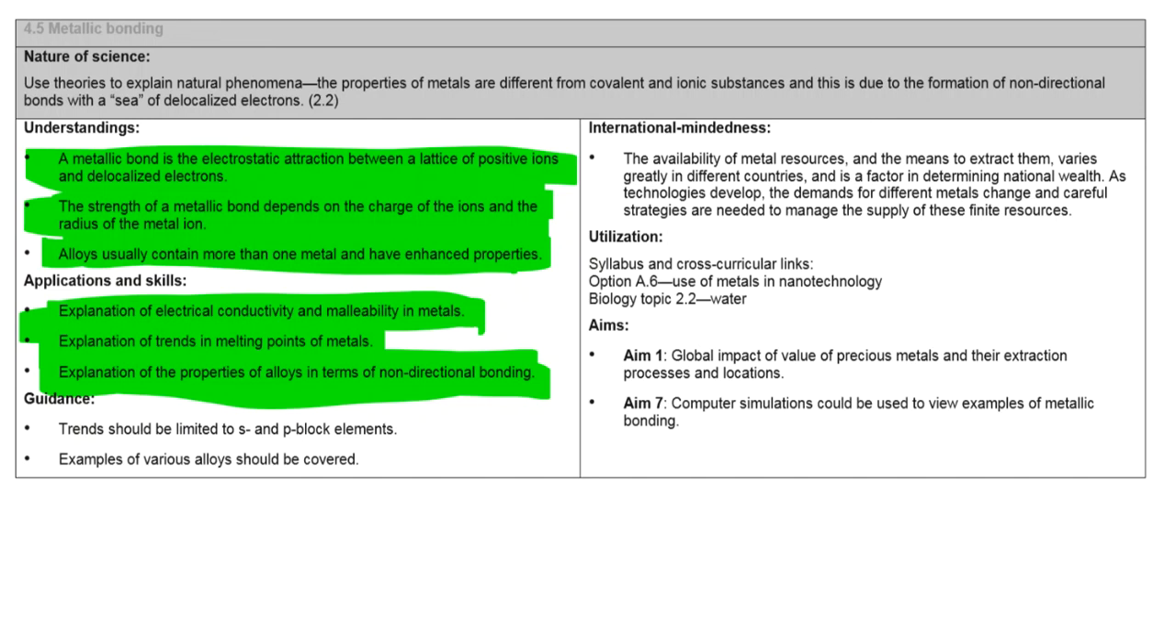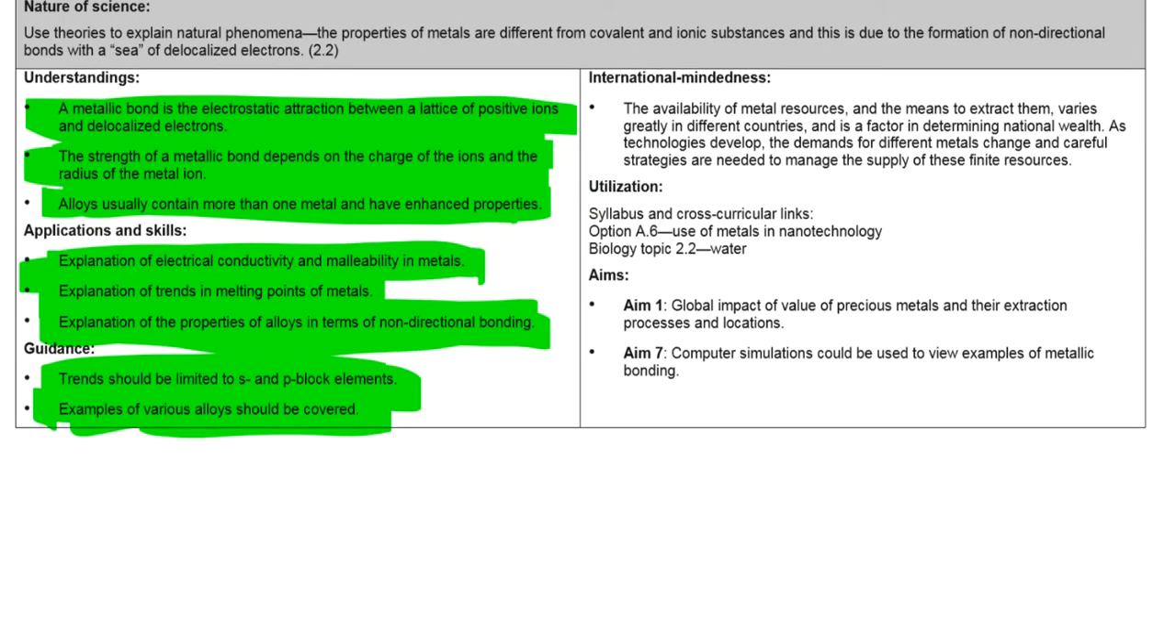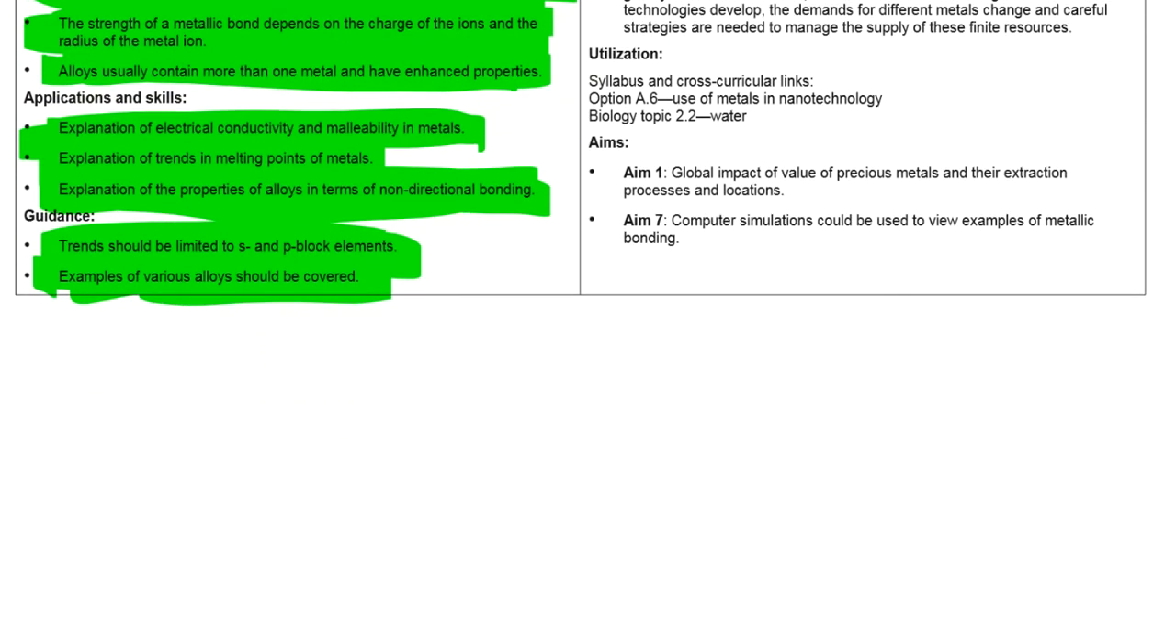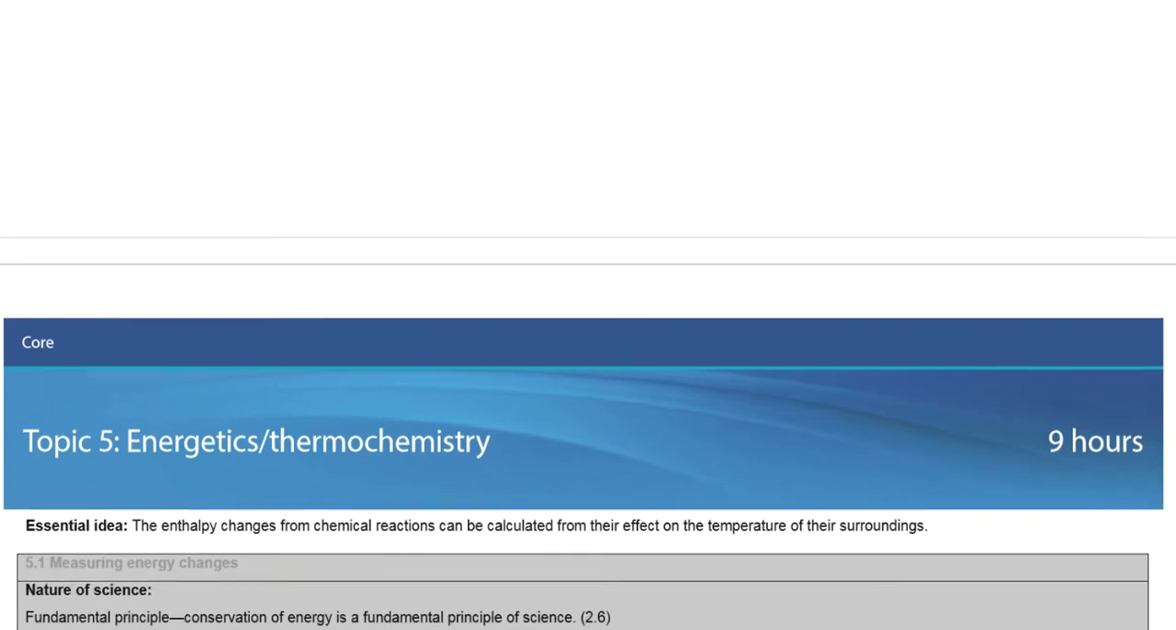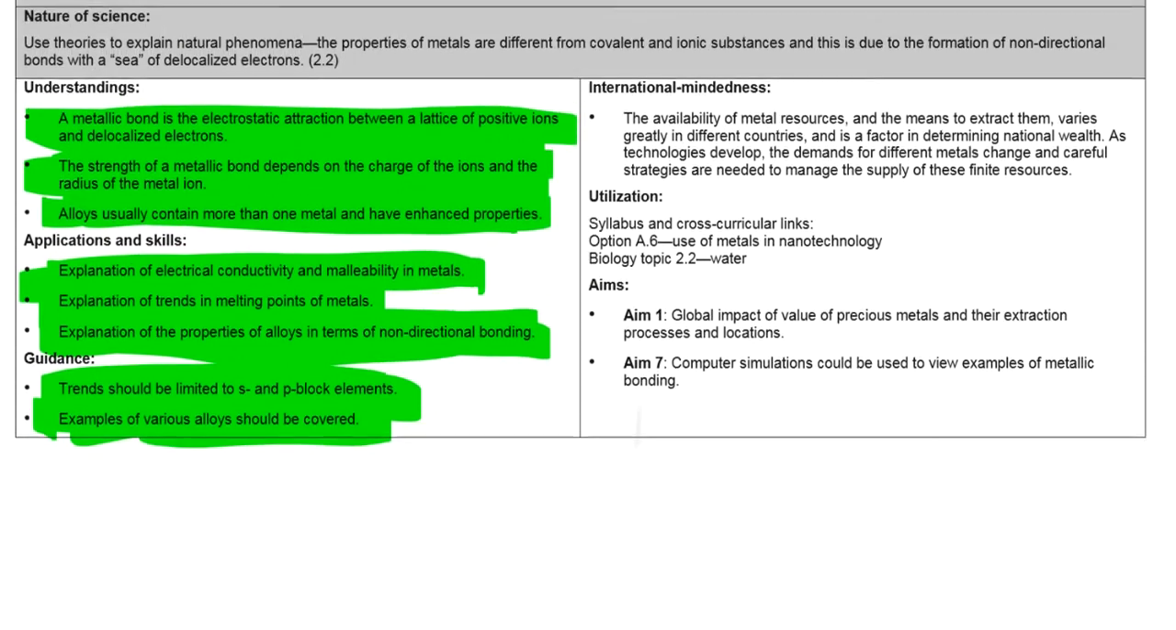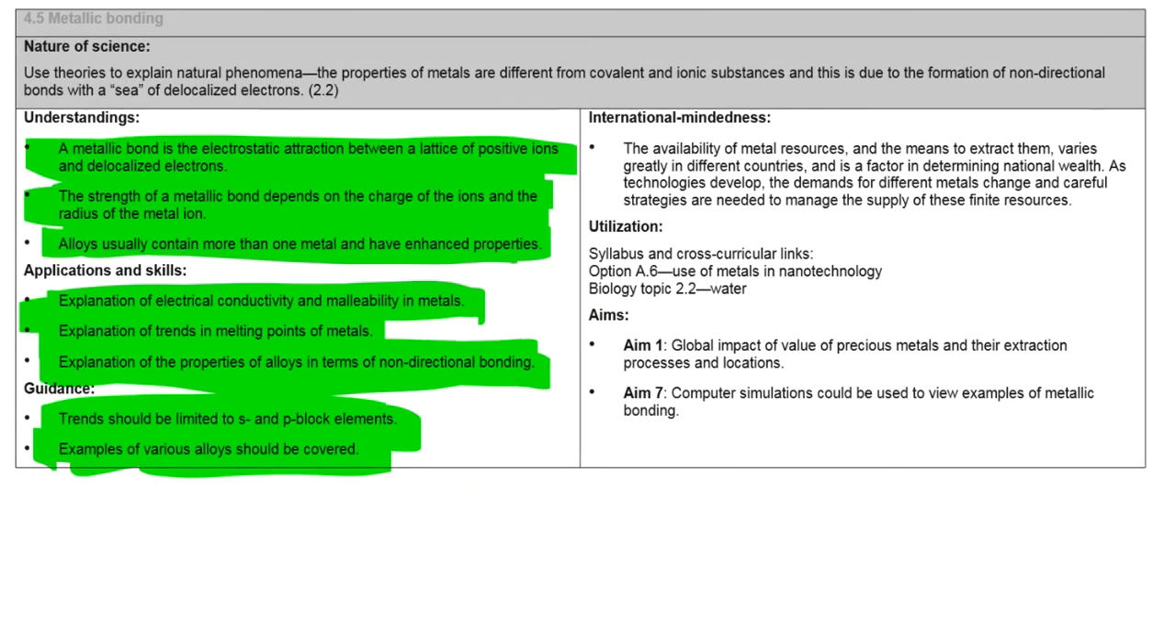Trends should be limited to S block and P block elements, so you don't have to go beyond that. You don't have to look at F block or the transition metals. Examples of various alloys should be covered, so you're going to talk about the properties of stainless steel, galvanized copper, etc.